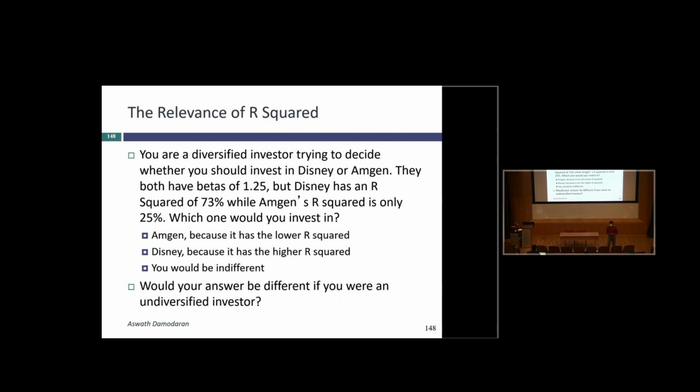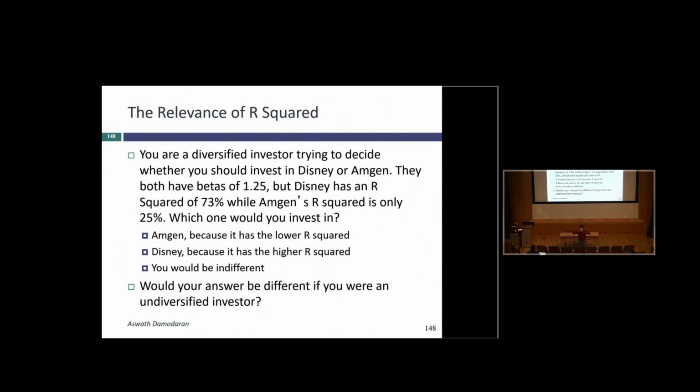One more point about R-squares. R-squared tells you how much of the risk in your stock comes from the market. So I'm going to pose a challenge to you. Let's suppose you're an investor, but you're a diversified investor. That's going to be significant in how you make this choice. So you run a mutual fund. And I come to you with two companies which have exactly the same beta but different R squareds. You see how that can be?